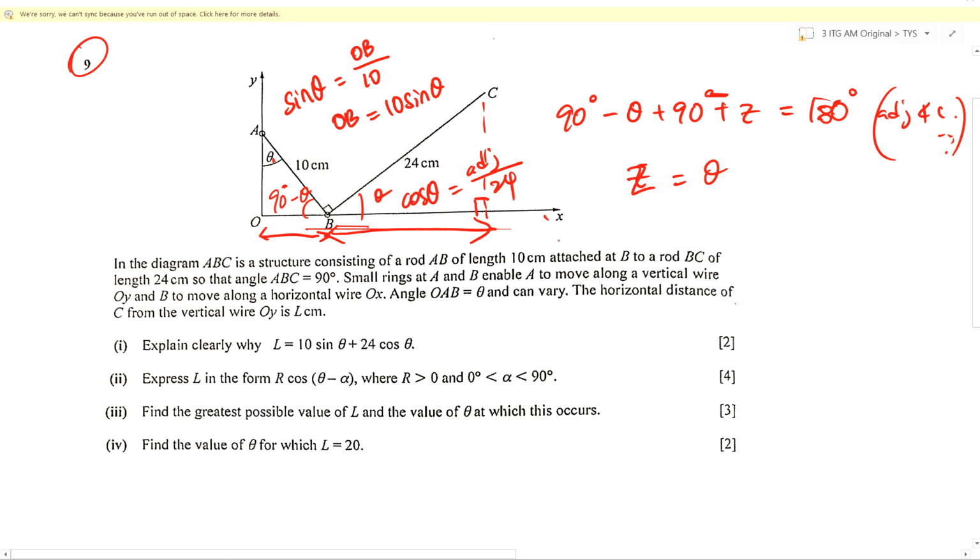Express y in the form. So here, whether or not you are able to do part 1, part 2, use your R formula. Square the coefficients, add them up, square root it, that's our R. Since they want cosine, put your cosine in front. So this is 24 cosine theta plus 10 sine theta. So alpha equals tangent inverse of 10 over 24. But because this is a cosine, then there will be a change in sign.